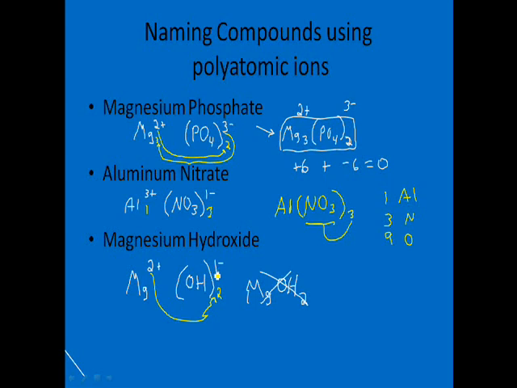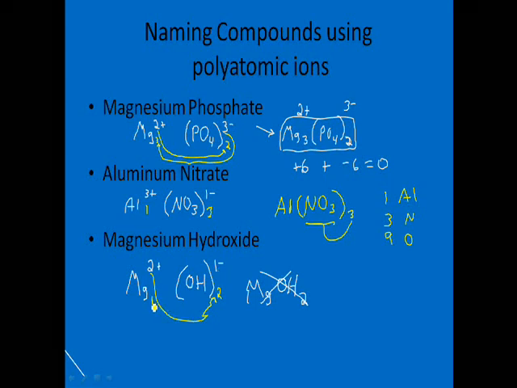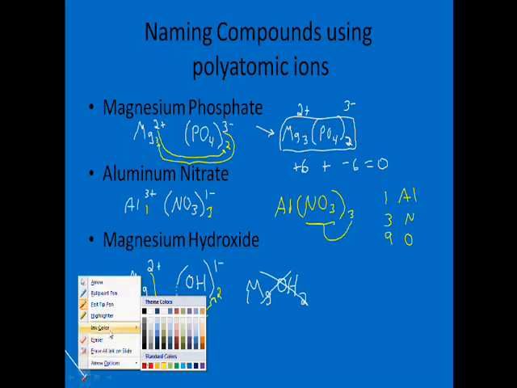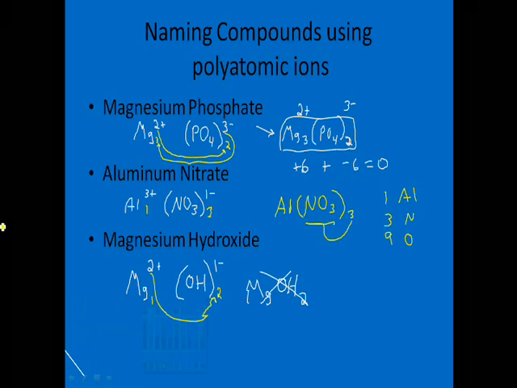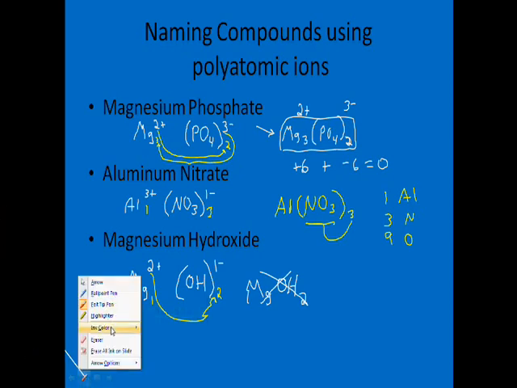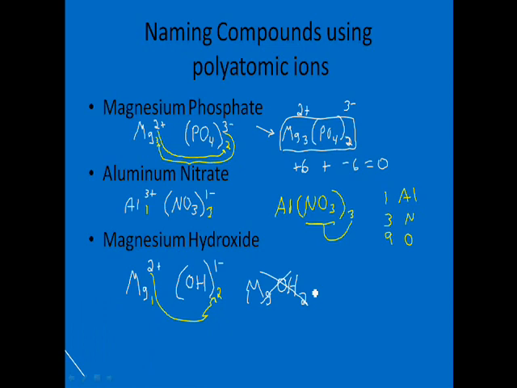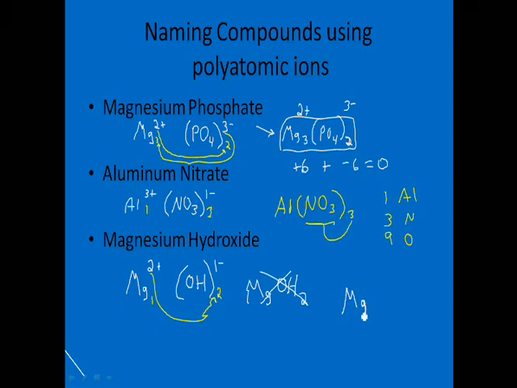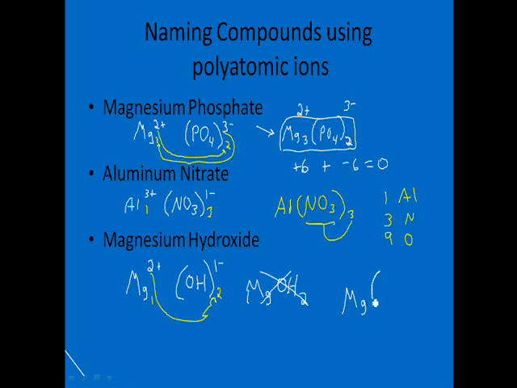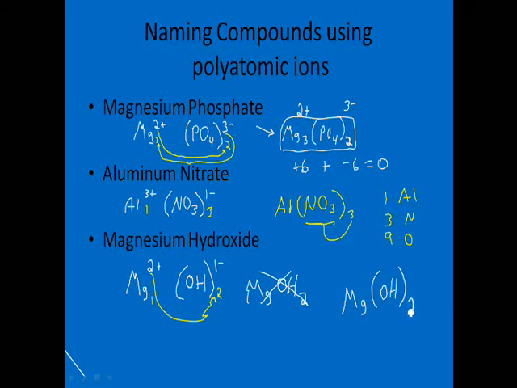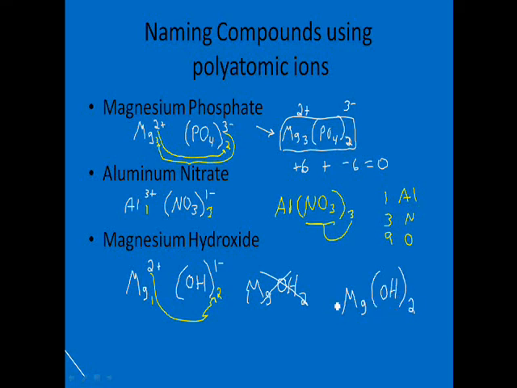And so it's very important that when you're writing this that you put the hydroxide in parentheses. Mg, I only need 1 of those. (OH)2, because it's that whole species of hydroxide that is a -1, I need to make sure that that 2 is distributed for the entire hydroxide.